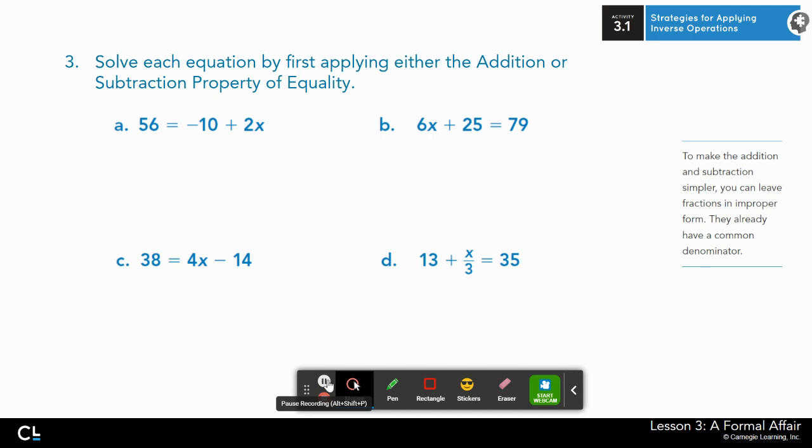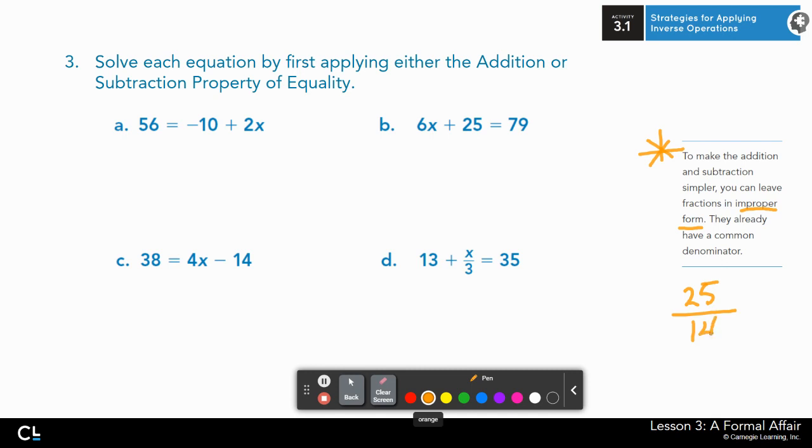Before you start, something important to note, this note off to the side here. It says to make the addition and subtraction simpler, you can leave fractions in improper form. They already have a common denominator. So when you start dividing and multiplying and you won't get a real pretty whole number, you can just leave it, for example, as 25 over 14, 25 fourteenths. That's just an example.